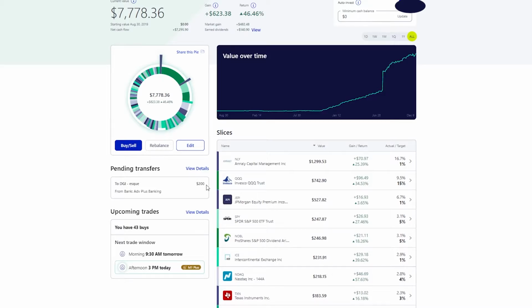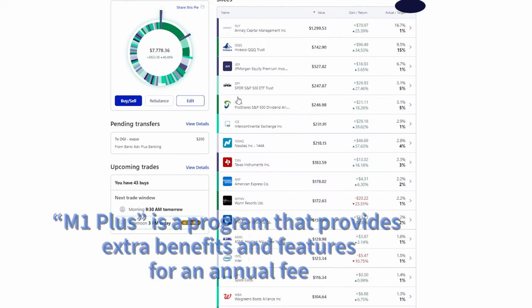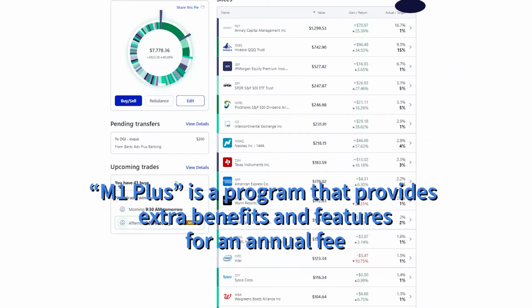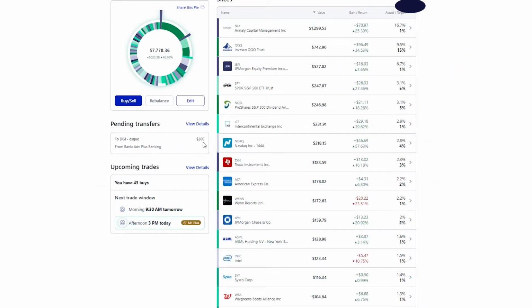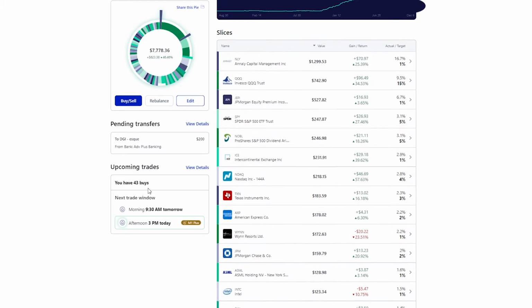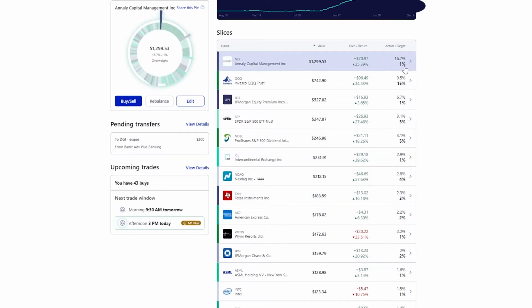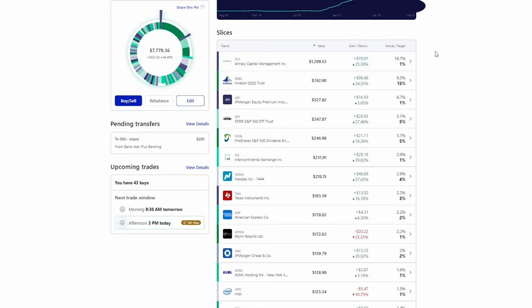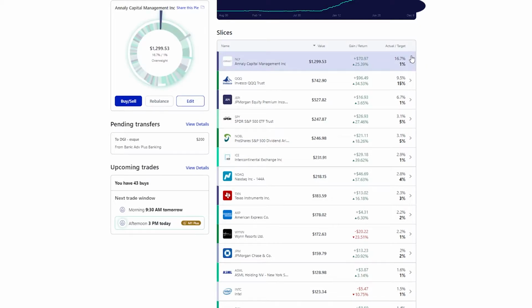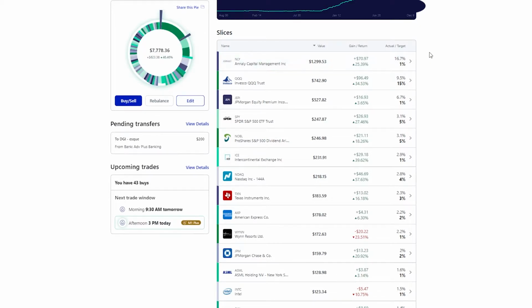$200 as of this morning is what's going to go in every 2 weeks going forward. This number used to be 100 and then 150 and otherwise. If you're part of M1 Plus, down over here you have upcoming trades pending on this deposit. You have 43 buys that are slated, and these buys are related to what's over here in terms of target allocation. So 1%, for example, with annually capital management, but currently my actual percentage is 16.7% of this portfolio is actually in NLY.